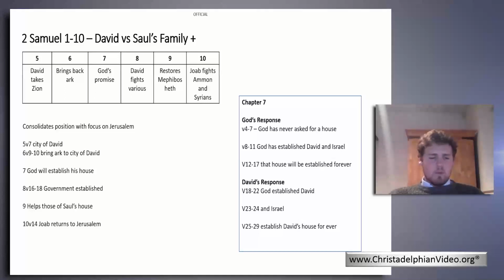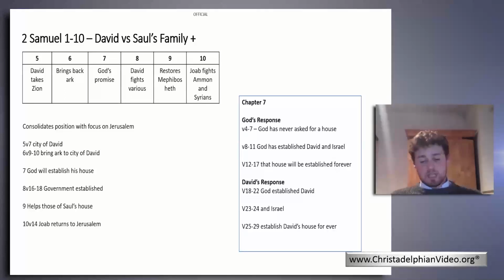And within the center of this passage, then, we have 2 Samuel chapter 7, where the promises are made to David by God. We won't go into the detail of this passage, other than to say that God's response to David's request to build him a house is to say that he doesn't need a house. He's established both David and Israel, and he's going to establish David's house forever.